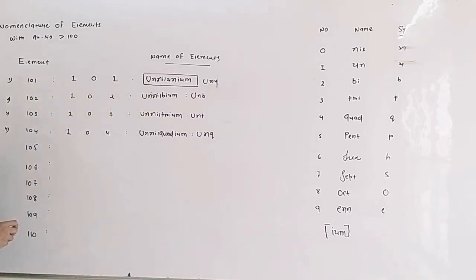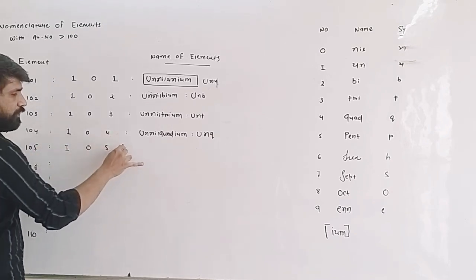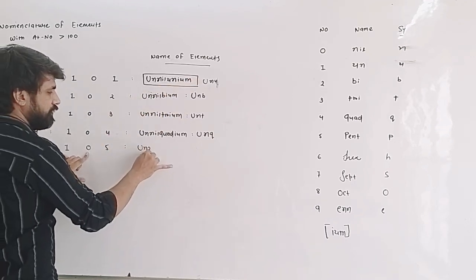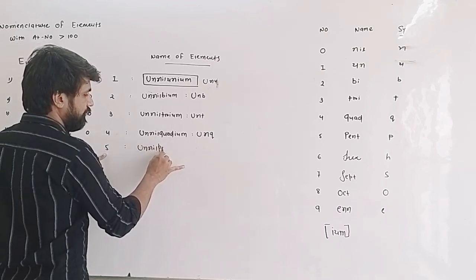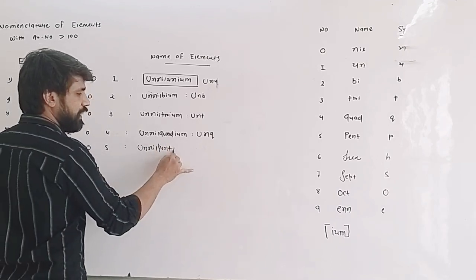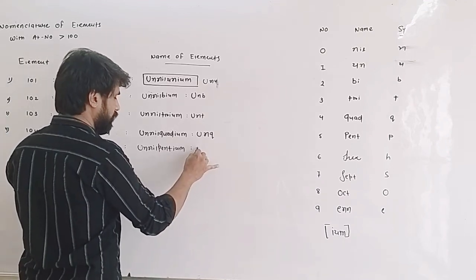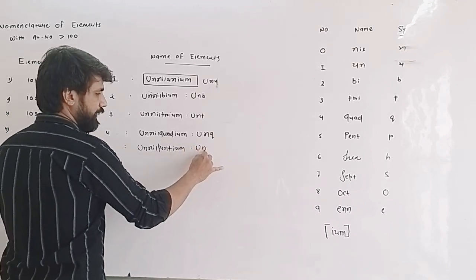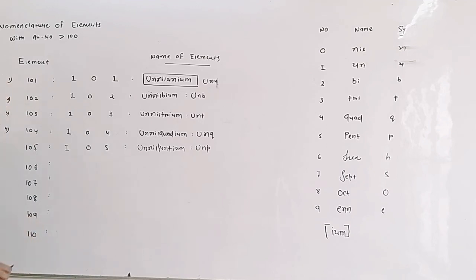What about 105? 1, 0 and 5. What does 1 stand for? 1 means un. 0 means nil. 5 means pent. And the last one is ium. So named, and what is the symbol? 1 having a symbol U, 0 having a symbol N, 5 having a symbol P. So U, N, P.